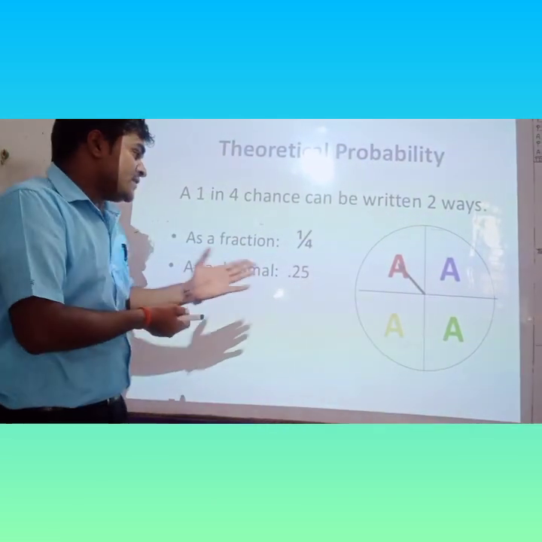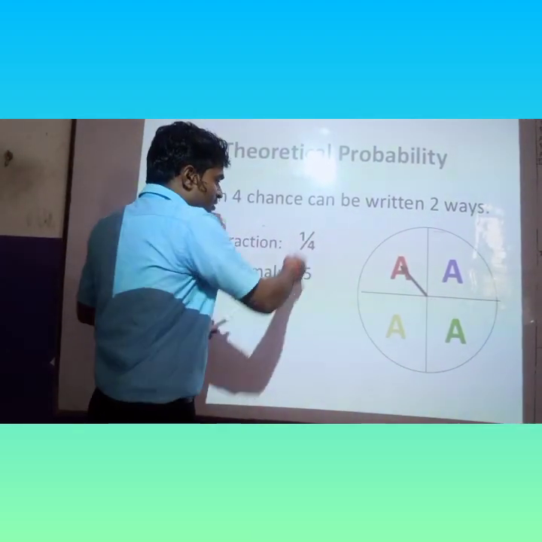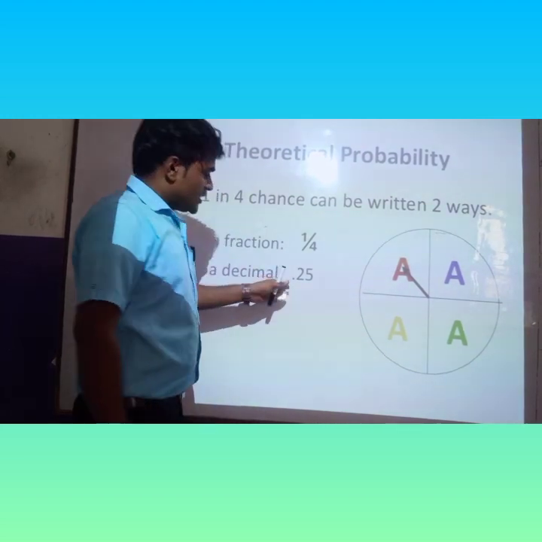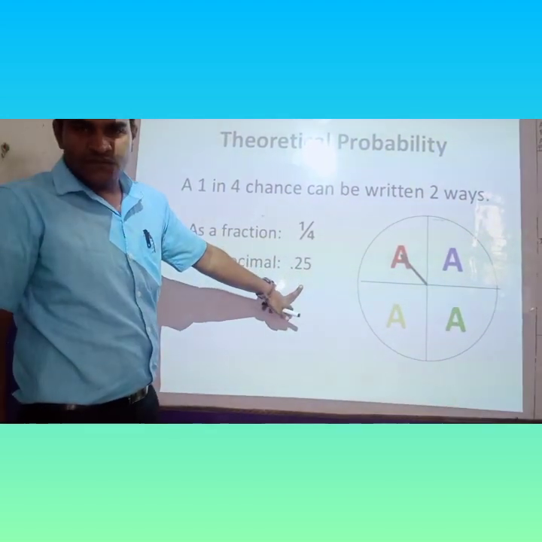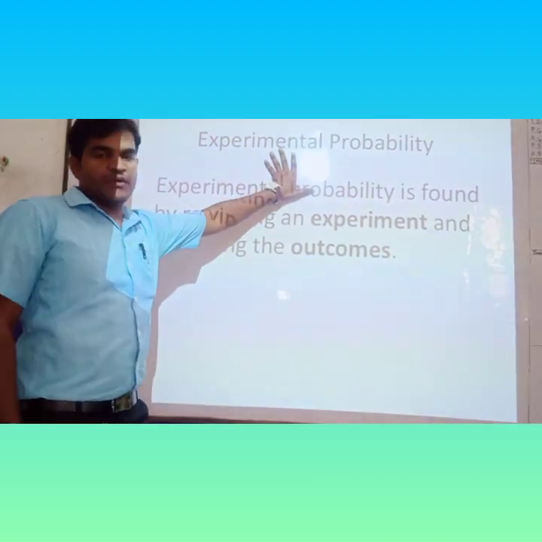When you find it as a percentage, that is 25%. Okay, so what is the probability? 1 upon 4 or 0.25 in decimal. Okay children, this is the theoretical probability.